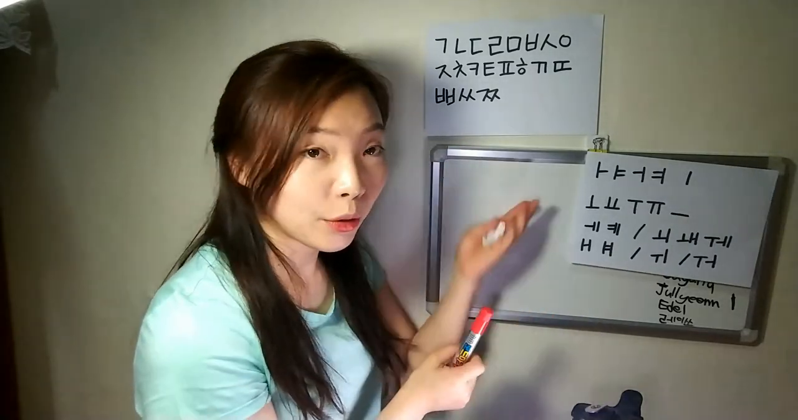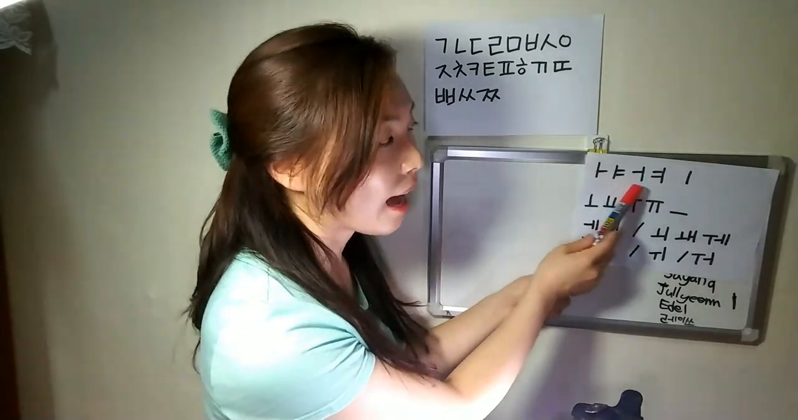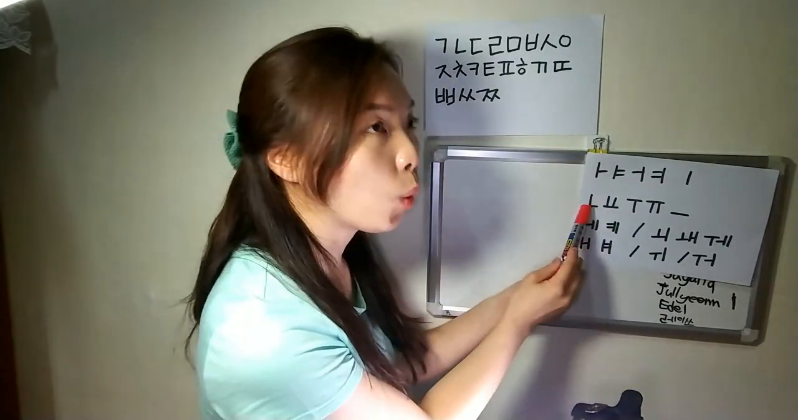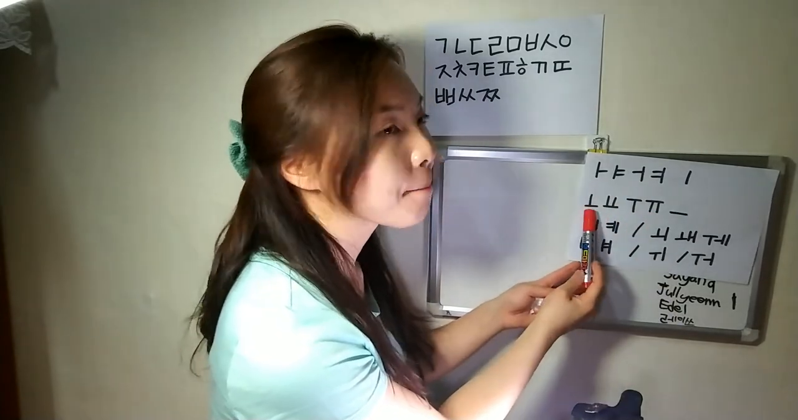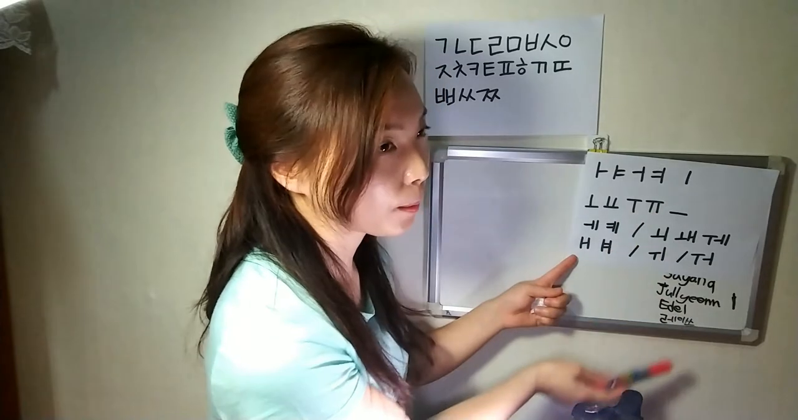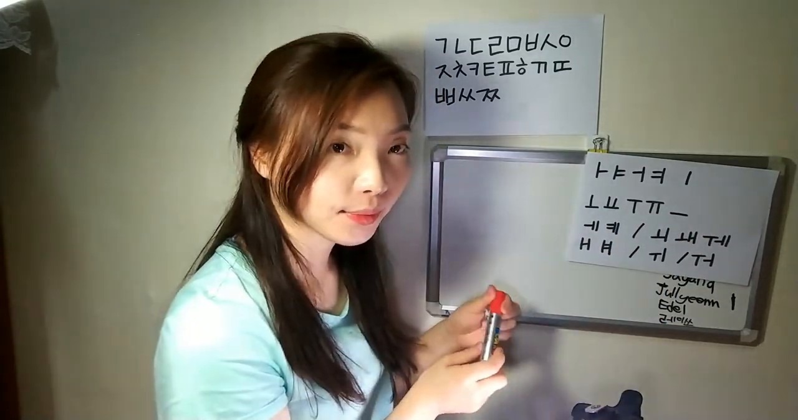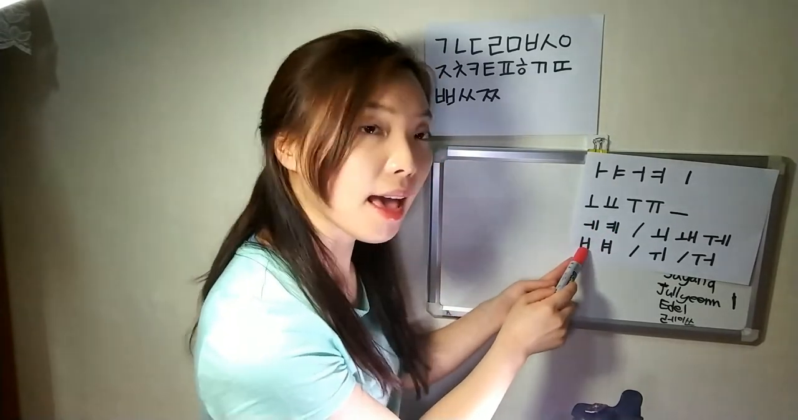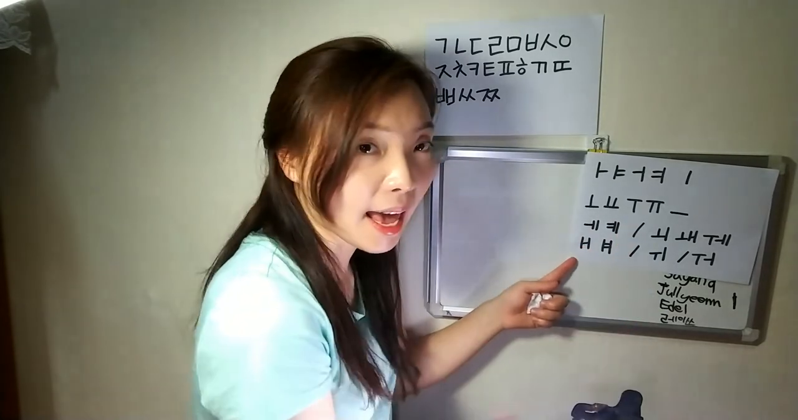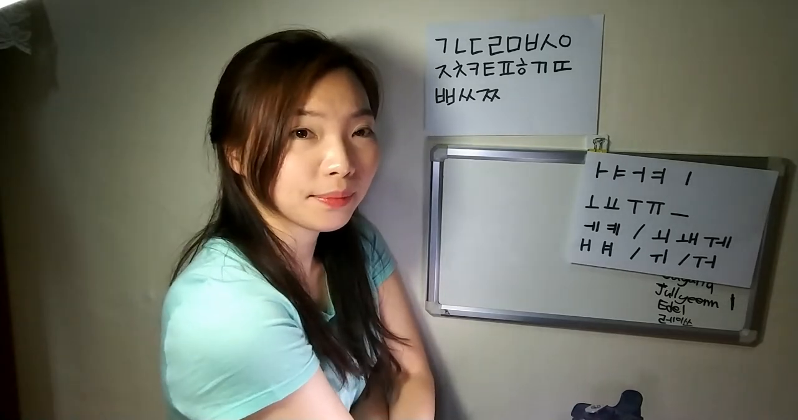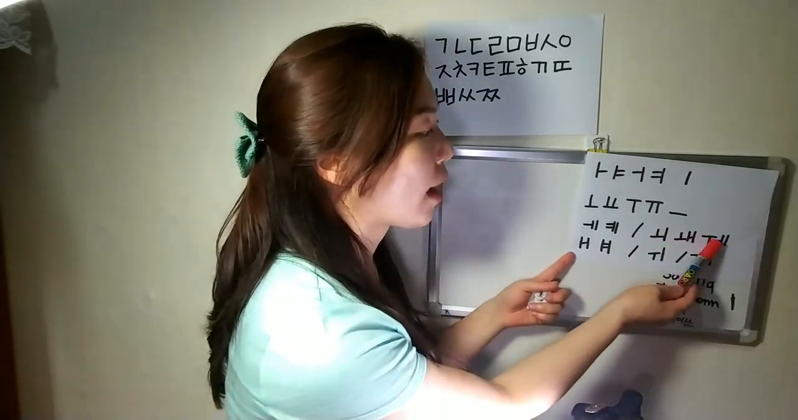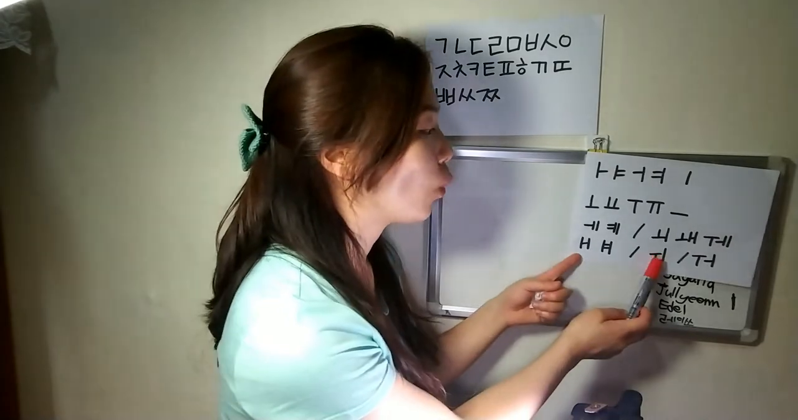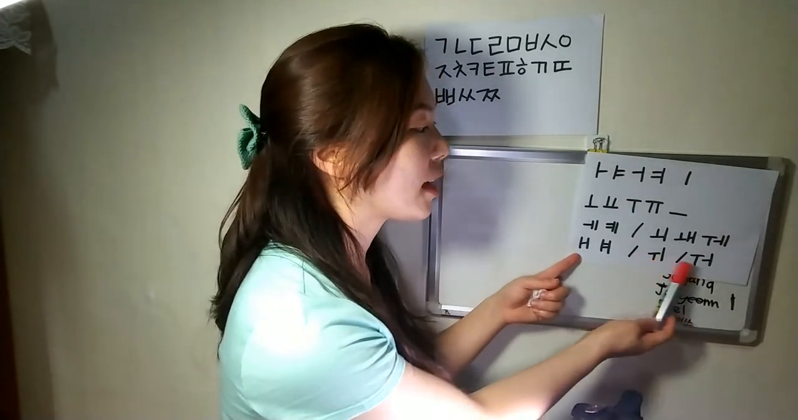So let's just make the sounds. Now you know where they should go. Ah, ya, oh, yo. Ah, ya, oh, yo. Good. O, yo, u, yu. U, I. E, e, ye, ye. Their sounds are almost the same. Okay, we, we. We, wo.